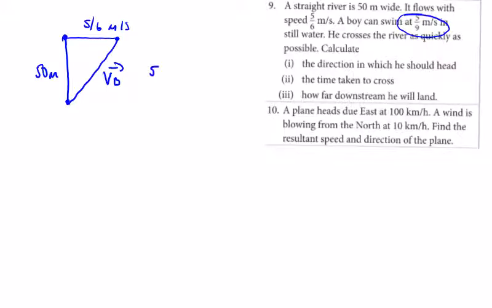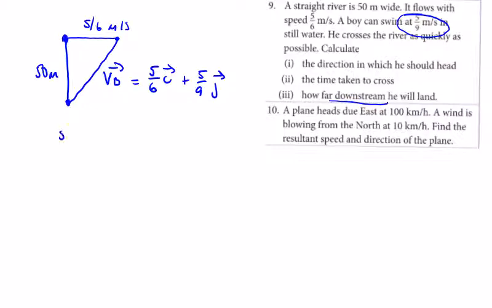so 5/6 in the I direction plus 5/9 in the J direction. So he wants to cross as quickly as possible, so he needs to go straight across. That'll get him there as quickly as possible, and he'd be dragged downriver, which is part 3 here.